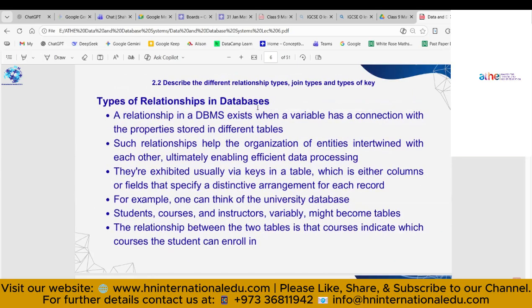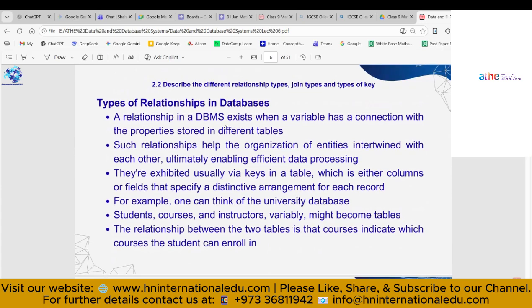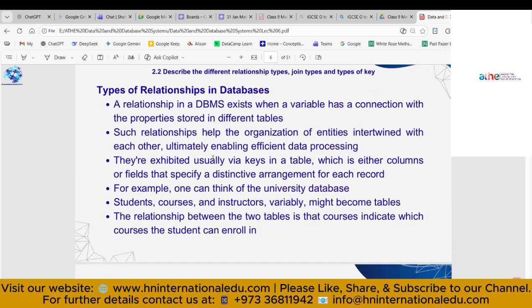That means that all of the tables, if there are more than two tables, three, five, however many tables, all of these are connected because of the relationships. They are exhibited usually via keys in a table, the primary keys or foreign keys, which are either columns or fields that specify a distinctive arrangement for each record.